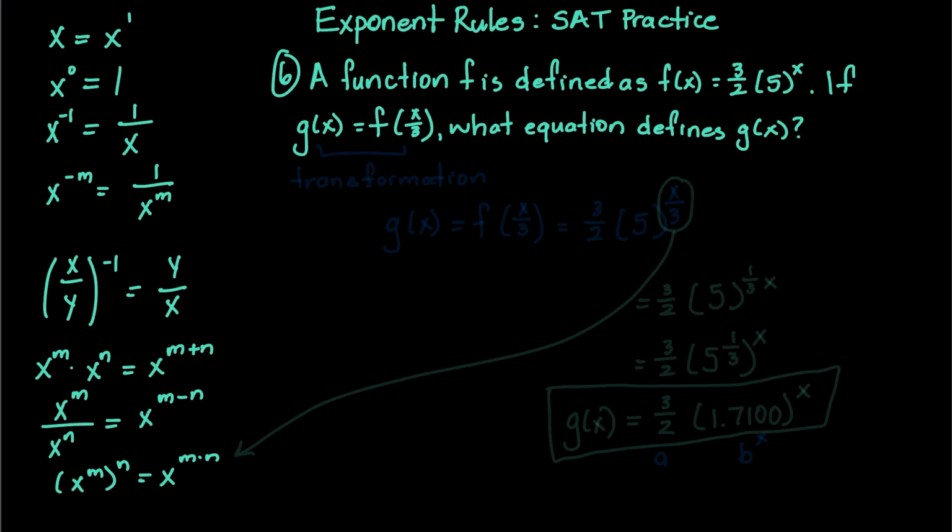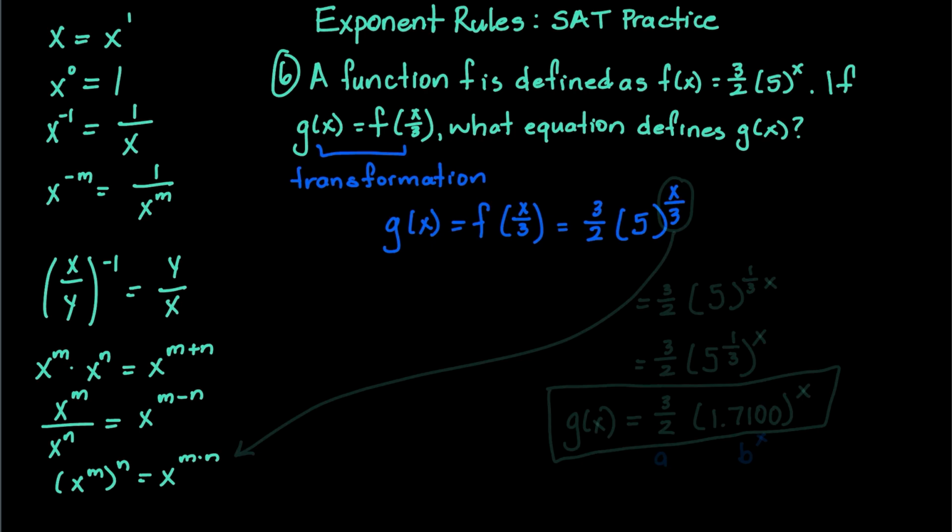A function f is defined as f of x equals 3 over 2 times 5 to the x. If g of x is equal to f of x over 3, what equation defines g of x? So again, this is a transformation problem. So g of x is defined by evaluating x over 3 into f. So 3 over 2 times 5 to the x over 3.